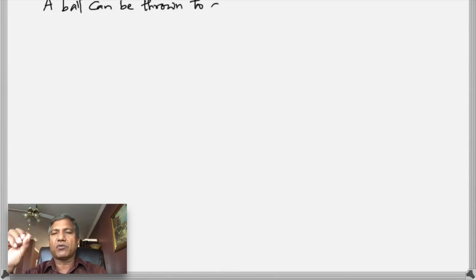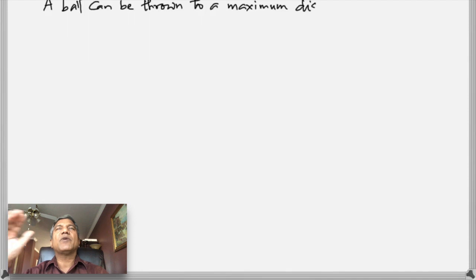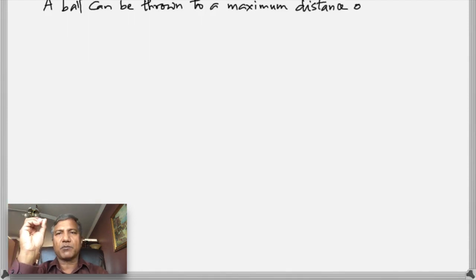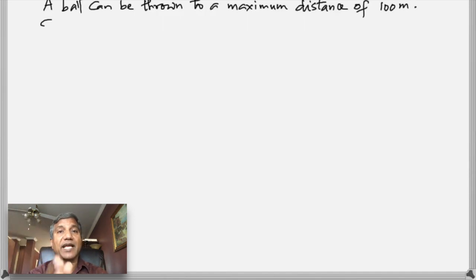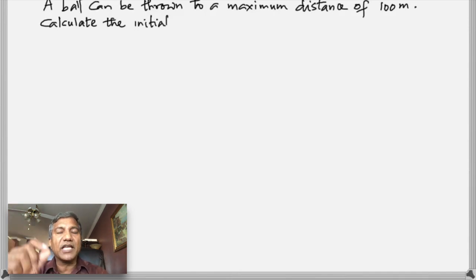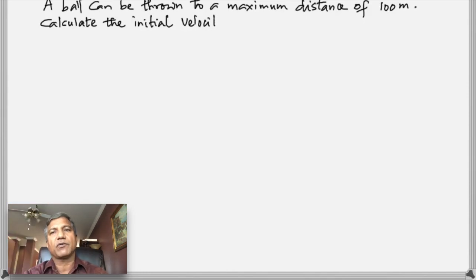A ball can be thrown to a maximum distance of 100 meters. Now, whenever you see this word maximum distance, to throw something to a maximum distance, you have to project it at an angle of 45 degrees. That's very important to know. So if in a problem you see something can be thrown to a maximum distance, then you know that the angle of projection is exactly 45 degrees.